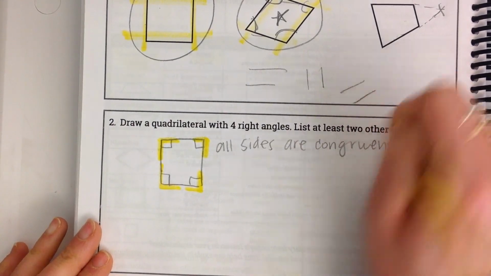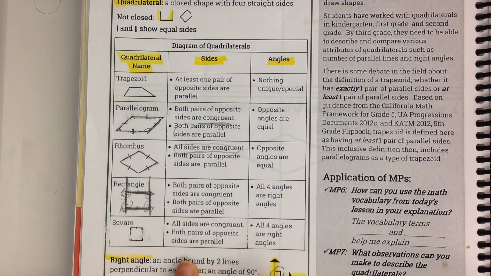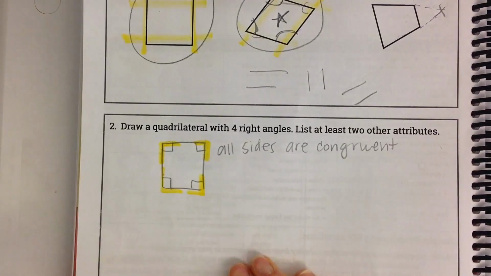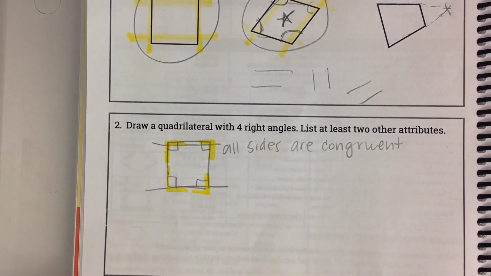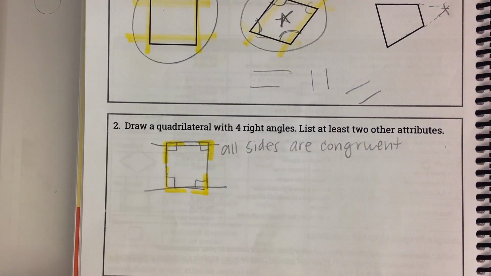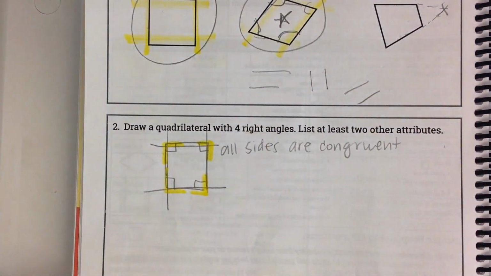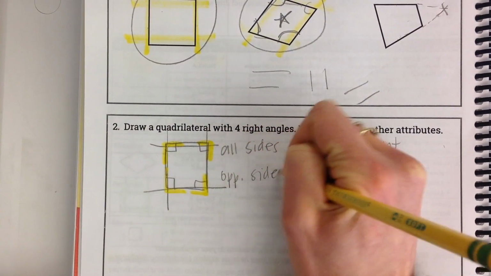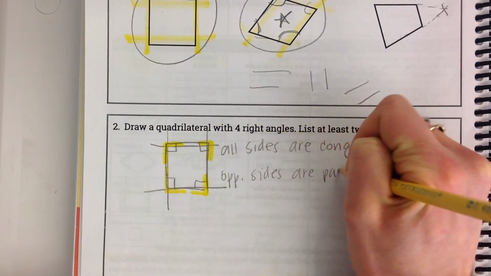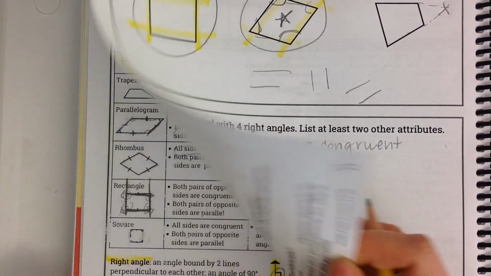And then my last one, are they parallel? Okay, let's see, are they parallel? So is this parallel to this? Will those ever meet? No, they never will, so it's parallel. These will never meet, so those are parallel. Okay, so opposite sides are parallel.